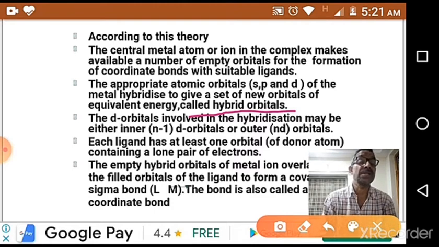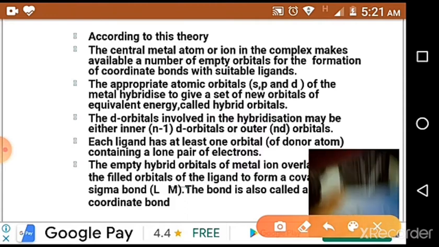The second point is that the s, p, d orbitals of metals undergo hybridization. Due to this hybridization, we get orbitals of equal energy. All our orbitals are equal in all manners. This is the second point.